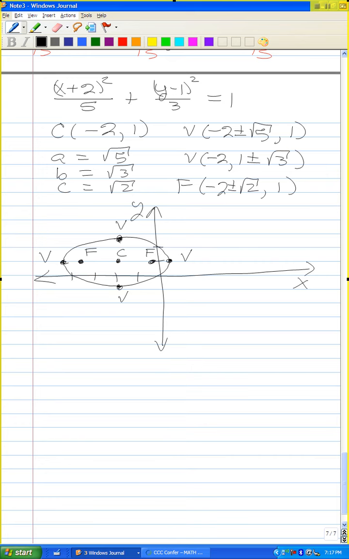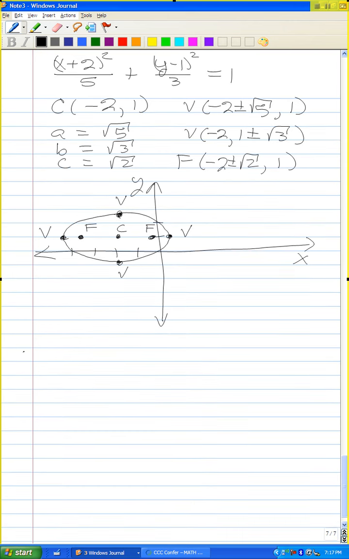In exercises 49 through 59, find the equation of the ellipse given the foci and vertices. So the two foci are at plus or minus 3, 0. And two of the vertices are at plus or minus 5, 0.